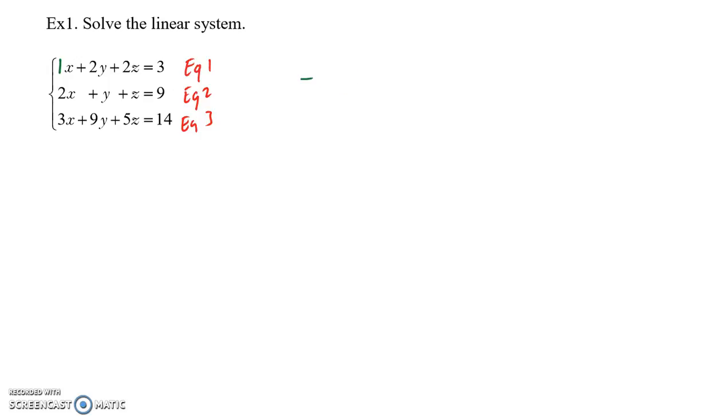Negative 2 times equation 1. Let me write that this way. Negative 2 times equation 1. Alright, what that's going to give me is negative 2x minus 4y minus 4z equals negative 6. So I've just multiplied each term in equation 1 by negative 2. I'm going to pair that with equation 2, which does not need to be modified here.